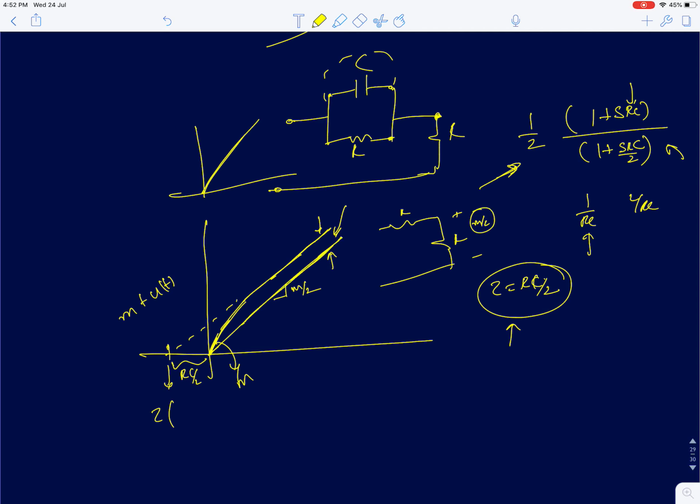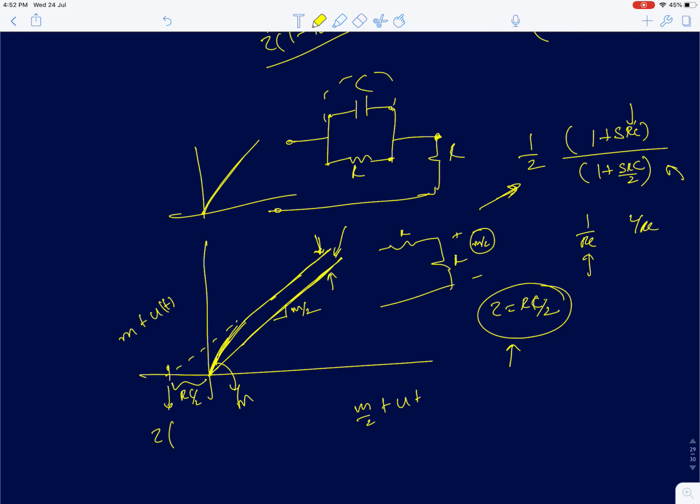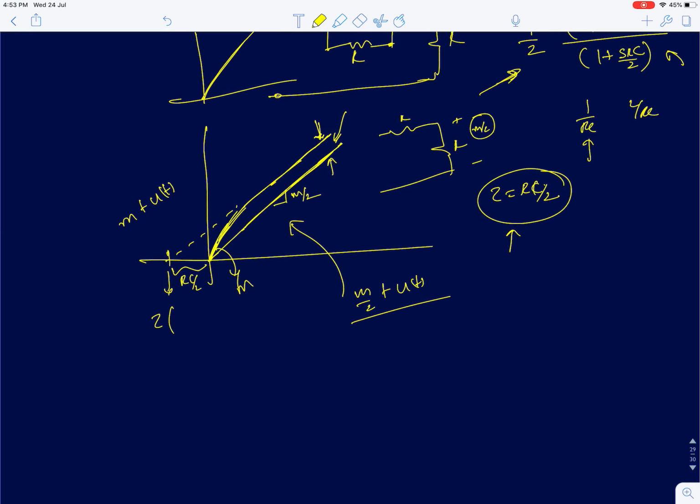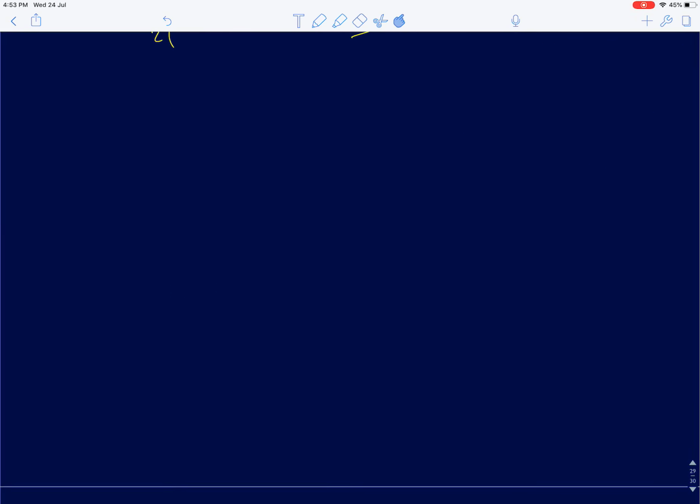But because the output had a head start initially, because it was rising faster, with a slope of m, it will lead the steady state output, which is simply m by 2 into t into u of t. The output will always lead this. Mathematically we have seen how to compute the value by which it leads. We can substitute in those equations and find that out. Okay, so this is about a positive 0.